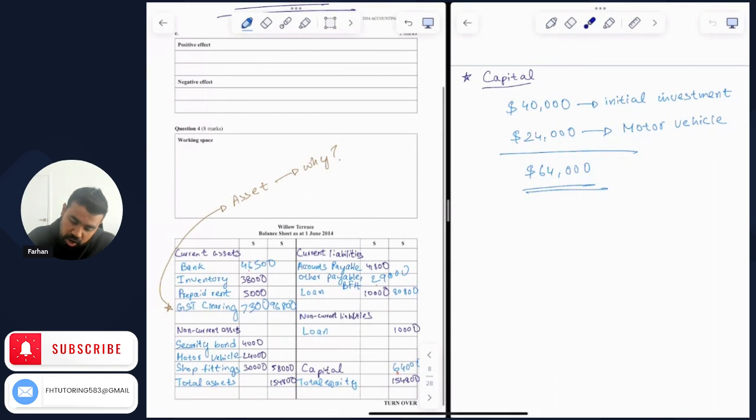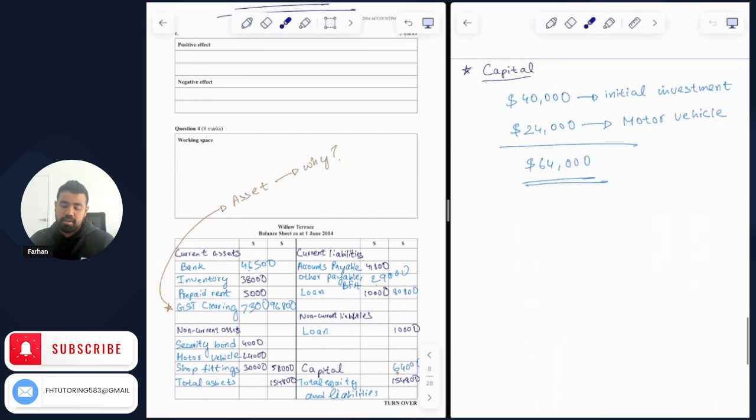Right. So when you add the total of current liabilities, which is 80,800, with the total of non-current liabilities, which is 10,000, and then you add the capital of 64,000, which we have derived ourselves, you get total equity and liabilities of 154,800, or total capital and liabilities of 154,800. Okay, so this means that the accounting equation is balanced. Total of all assets equal to the total of all capital or equity plus the total of all liabilities. So 154,800.